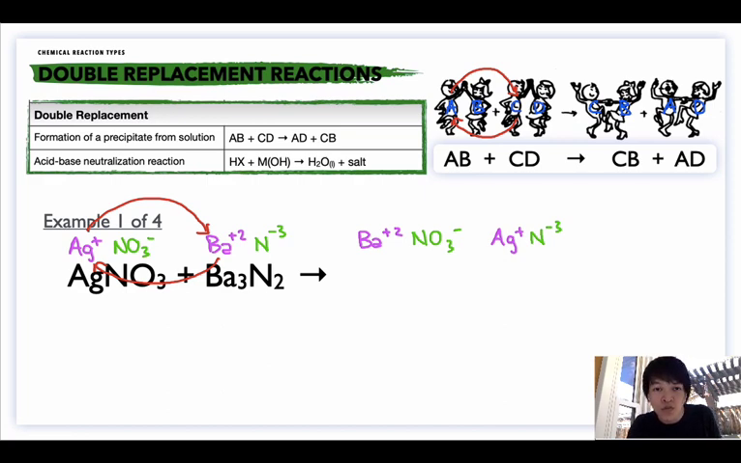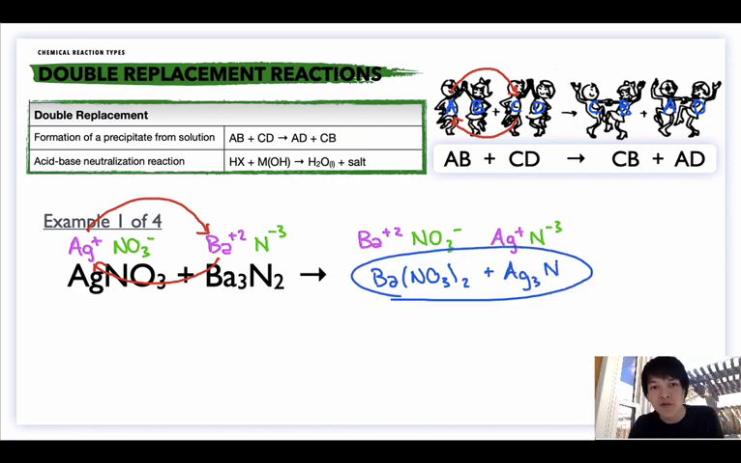I'm going to assume that you know how to write the ionic compound, the neutral compound. If you don't know how to do it, I really want you to take a look at the previous video on writing the formula of ionic compounds. But I'm going to assume that you know it at this point. So what's circled in blue is the final products. That's the answer for this type of reaction.